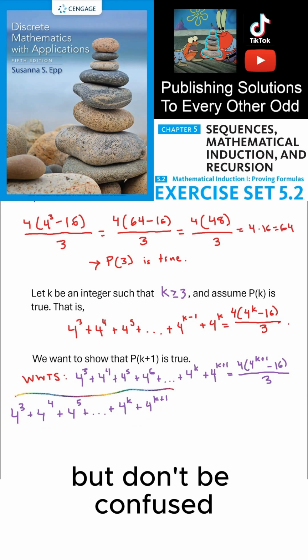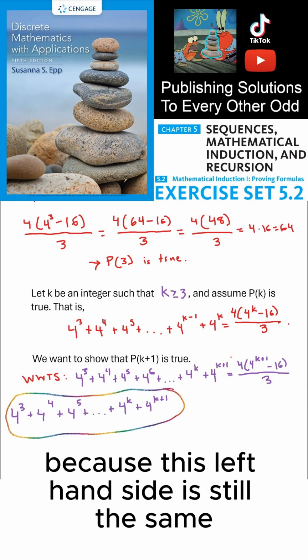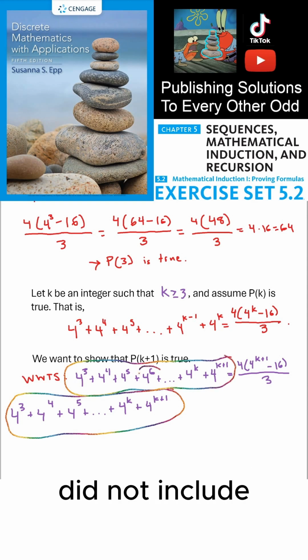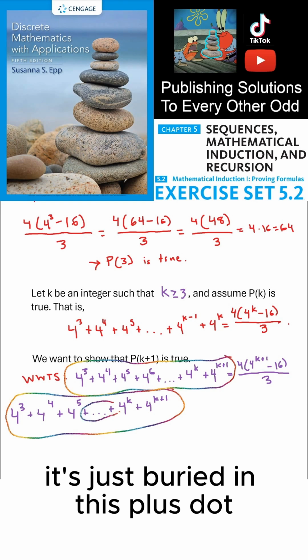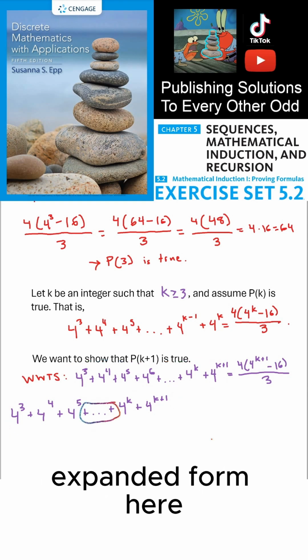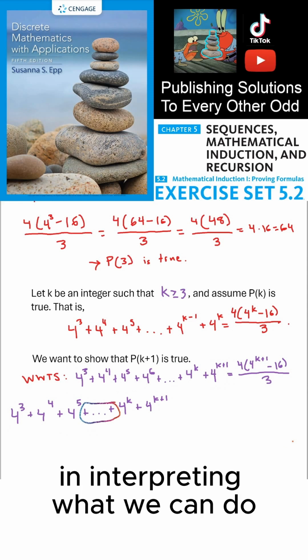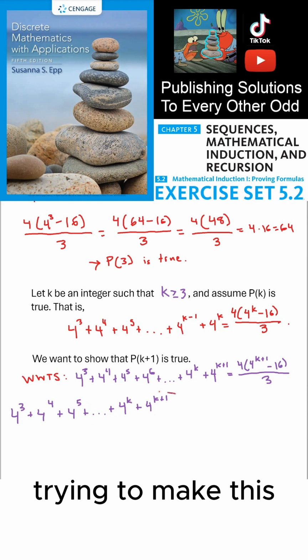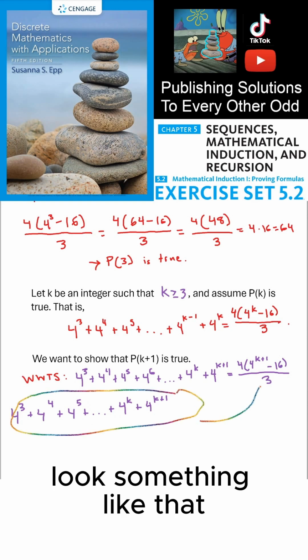But don't be confused, because this left-hand side is still the same as this left-hand side, even though I did not include the 4 to the 6th explicitly. It's just buried in this plus dot dot dot plus. So we've got to get really used to this whole expanded form here and interpreting what we can do with this dot dot dot. Okay, now let's get to trying to make this look something like that.